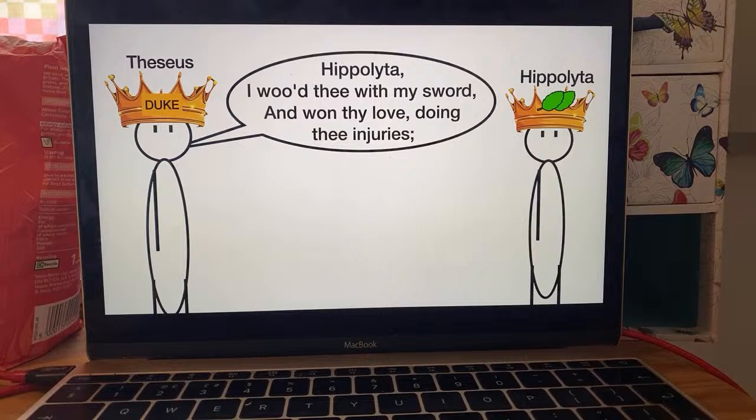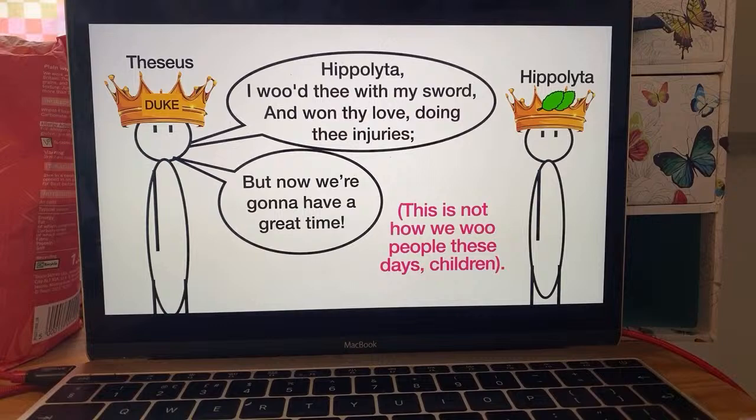And then Theseus says something really dark. He turns to Hippolyta and says, "Hippolyta, I wooed thee with my sword and won thy love, doing thee injuries." And then basically has a line like, but now we're going to have a great time. This is not how we woo people these days, children.